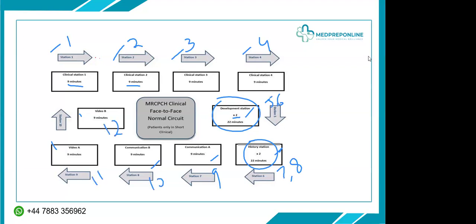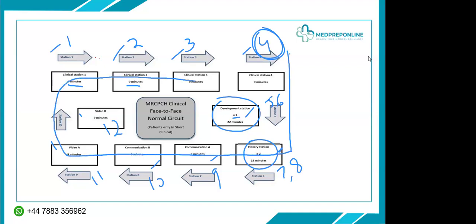Suppose you are roll number 4, you'll be starting at a station here. It's not that you're going to complete all the clinical stations first. You are going to go in this circuit. You will do your development, history, communications, videos, and then you're going to come to your clinical, and then your circuit is going to end. So the circuit moves in one direction, that's why we call it a circuit, and you do this.